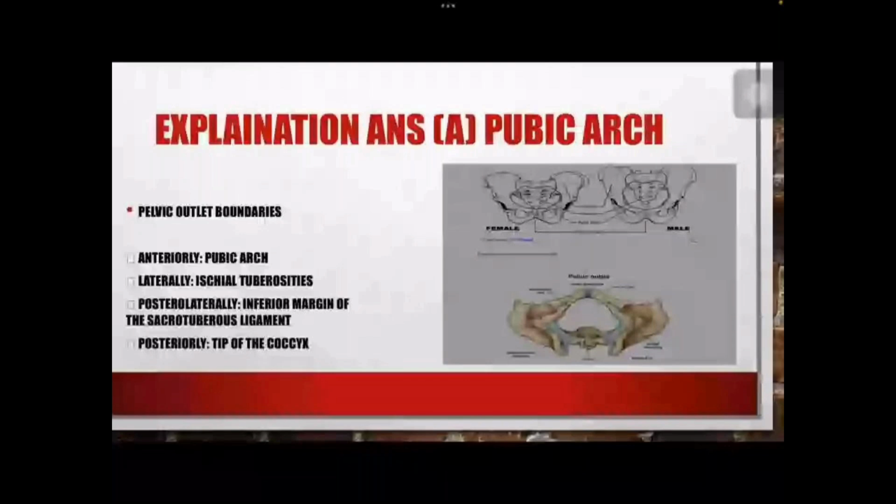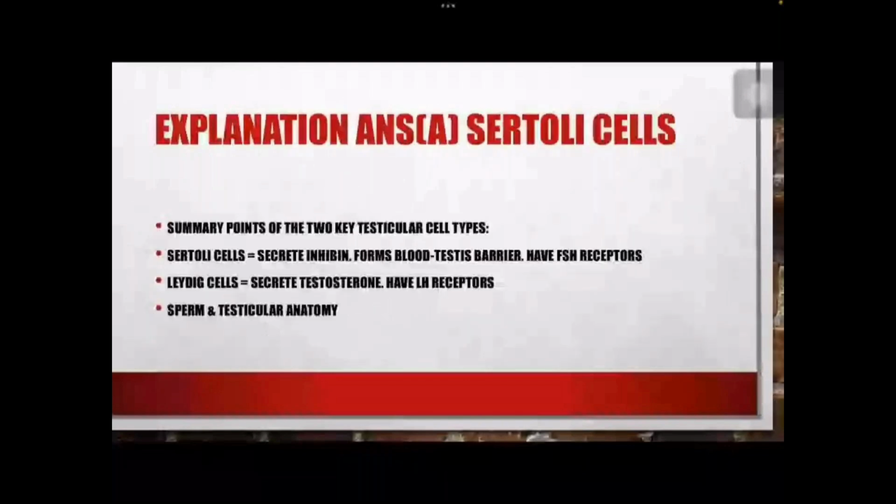Okay, so the next question is: which cell type of the testes secretes inhibin? The options are A. epithelial cell, B. germ cell, C. Sertoli cells, D. Leydig cells, and E. Mullerian cells. Sertoli cell. Yes, inhibin is secreted by Sertoli cells, and Leydig cells secrete what? Testosterone. Yes, it's correct.